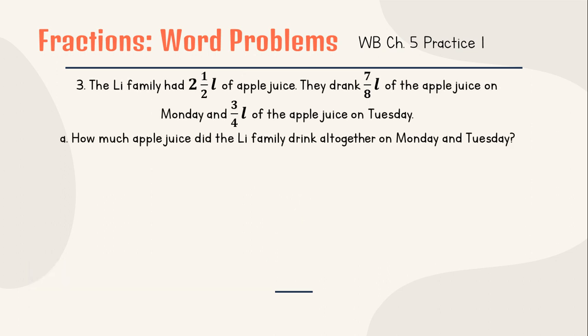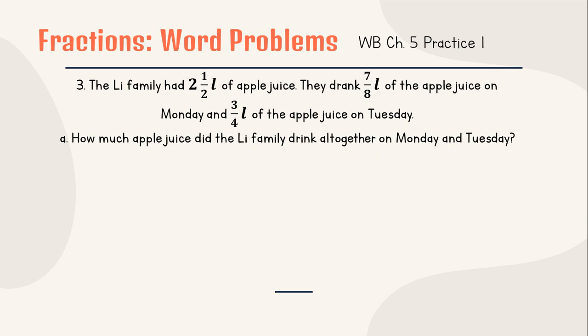Number 3. The Lee family had 2.5 liters of apple juice. They drank 7 per 8 liters of the apple juice on Monday and 3 per 4 of the apple juice on Tuesday. So on Monday, 7 per 8. On Tuesday, 3 per 4. How much apple juice did the Lee family drink altogether on Monday and Tuesday?